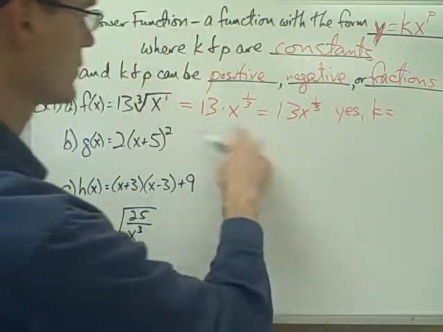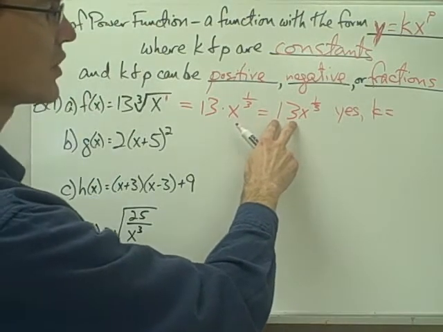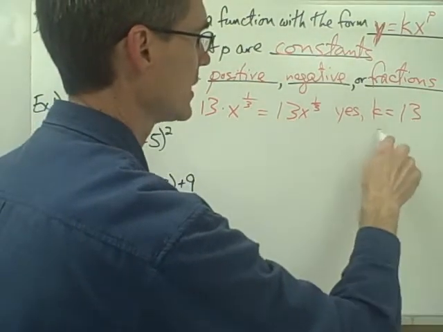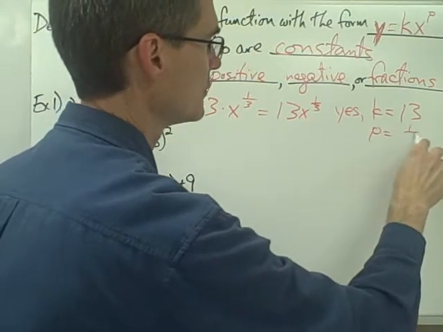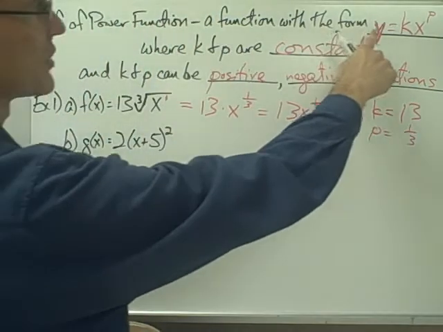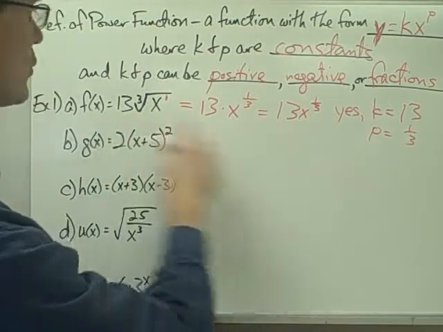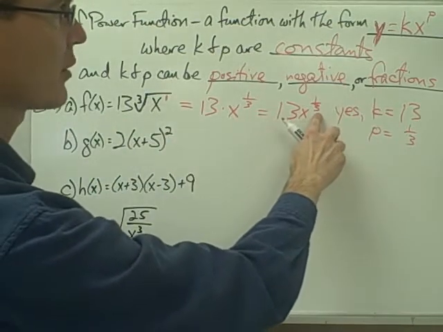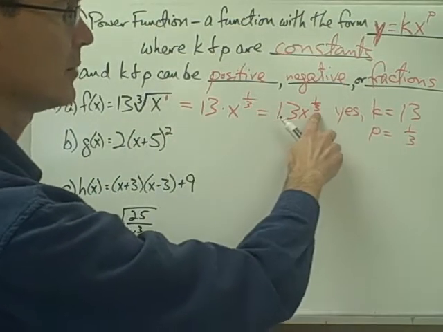K equals this coefficient here in front of the variable. K equals 13, and P equals 1/3. In other words, it fits this form, y equals k times x to the power of p. K is 13, p is 1/3.